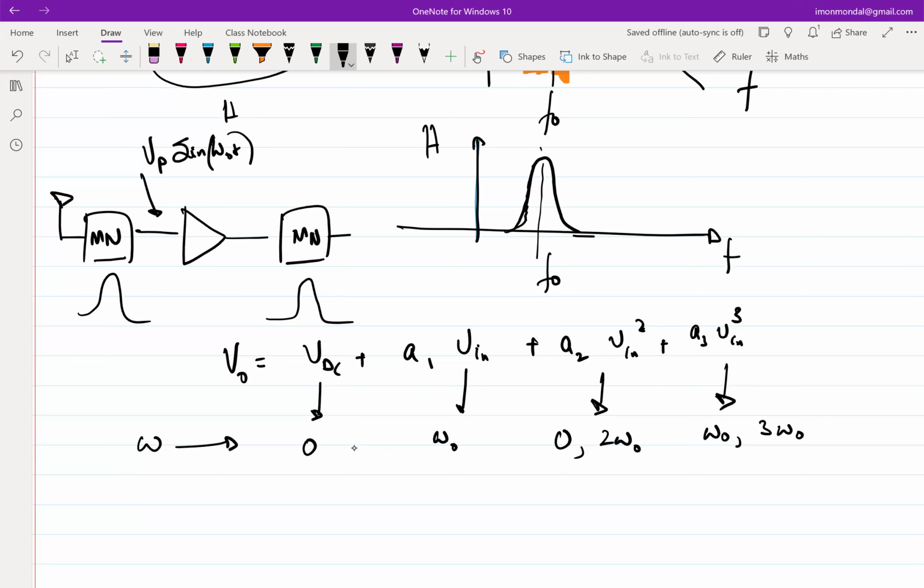So if that is the case, let's assume that this delta omega, which is around F naught, is much, much less than omega naught. Or in other words, if I take an example, let's say F naught is 1 gigahertz, and this delta F is, let's say, 10 megahertz. So here F naught is at 1 gig.